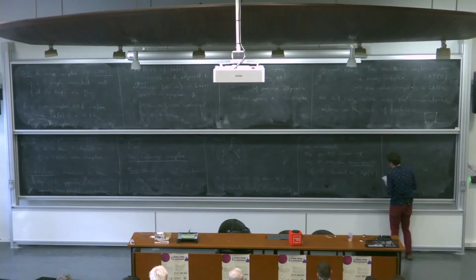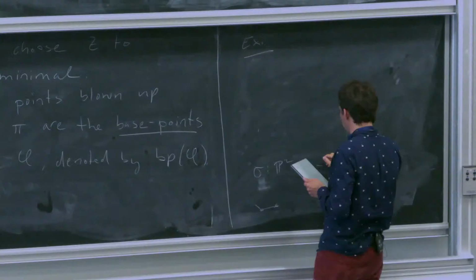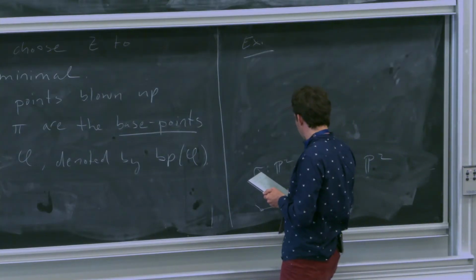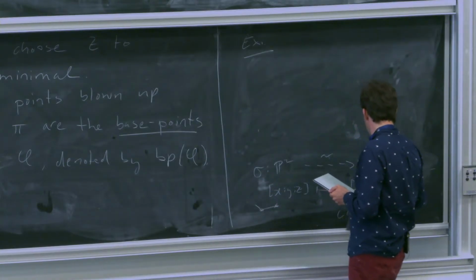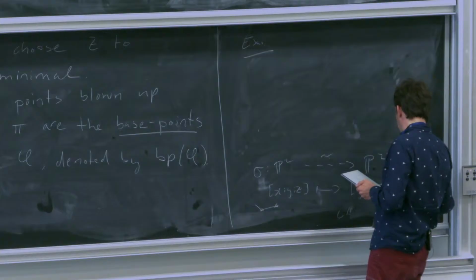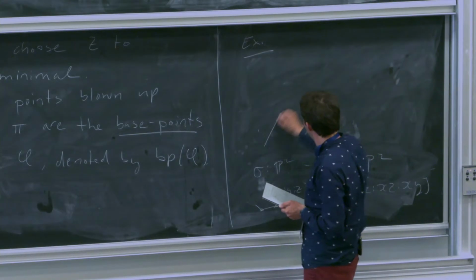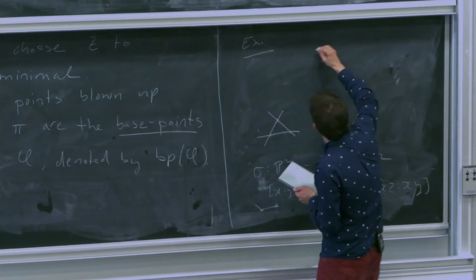Yeah, an example which we've also already seen this morning, but let's write it again because it's nice and important, and we will have a look at it again later. We look at the standard quadratic involution, x, y, z to yz, xz, xy. But we've seen that it's not defined at the three coordinate points, so we have to blow these up.